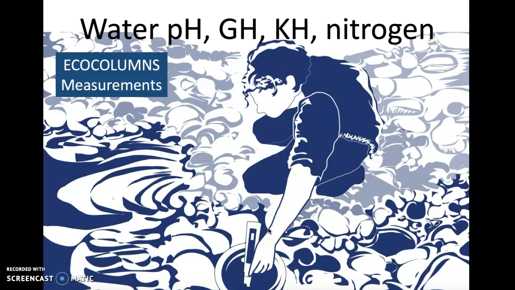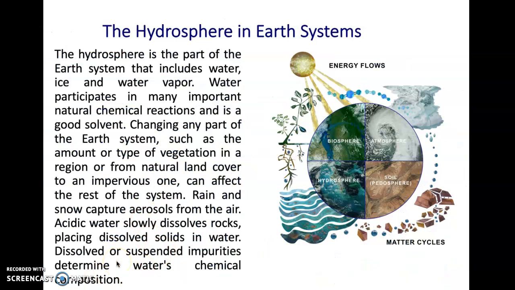Alright, so we're going to be looking at water: pH, general hardness, kind of an alkalinity measure, and then nitrogen. This will be used for our eco columns. So, moving forward, we're going to talk about the hydrosphere, right? Because this is what we're measuring here.